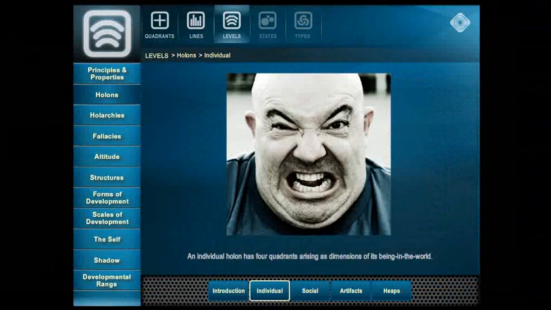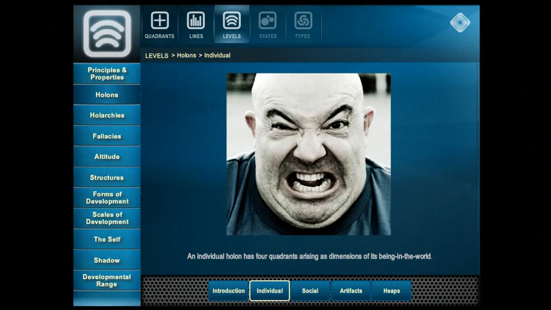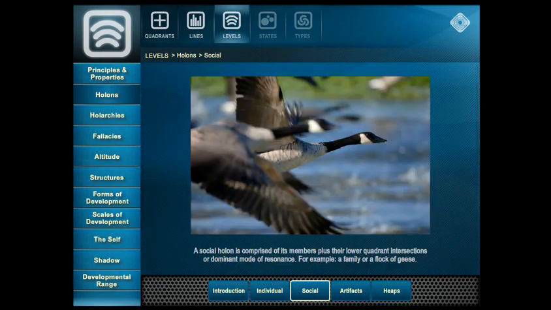An individual holon has 4 quadrants arising as dimensions of its being in the world. They have a dominant monad or central eye, like a human or an ape. A social holon is comprised of its members plus their lower quadrant intersections or dominant mode of resonance. For example, a family or a flock of geese.